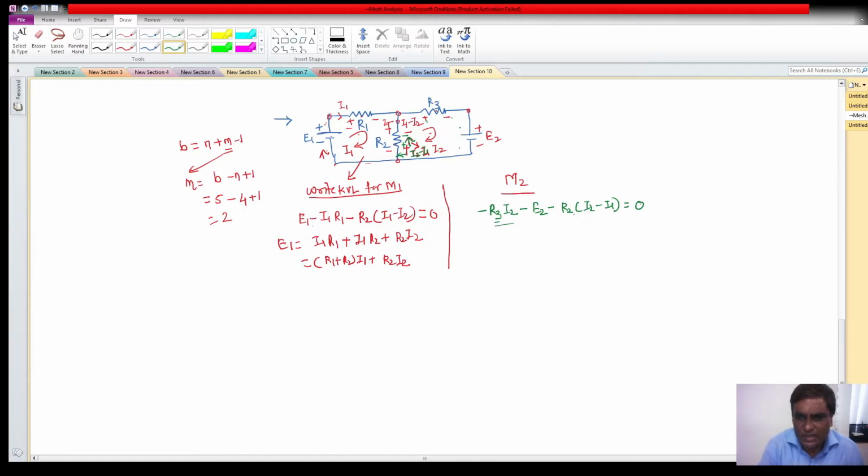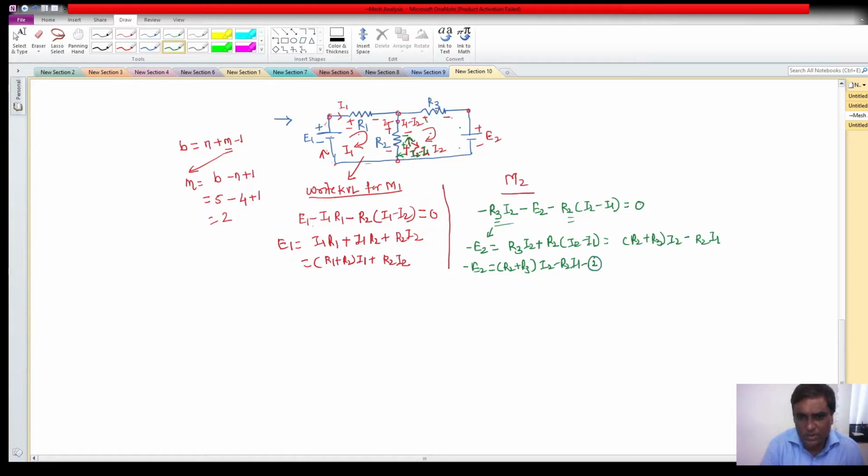Now I want the resistor values as positive, so this also I can write according to my convenience. Minus E2 will be equal to R3 I2 plus R2 (I2 minus I1), and if I solve this, it will be what? R2 plus R3 into I2 minus R2 into I1. Okay, so this will be minus E2 equals (R2 plus R3) into I2 minus R2 I1.